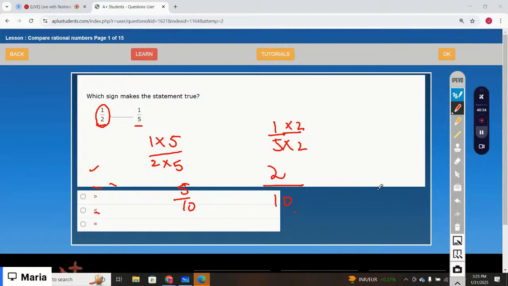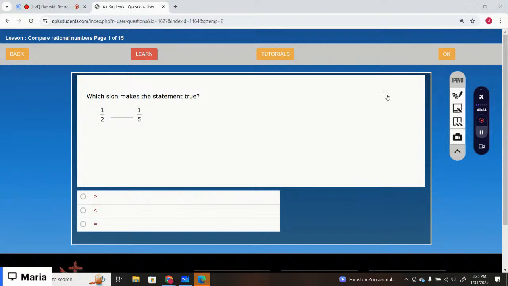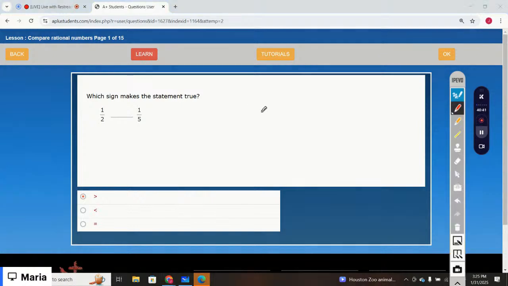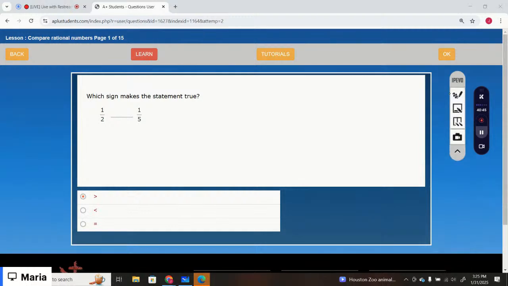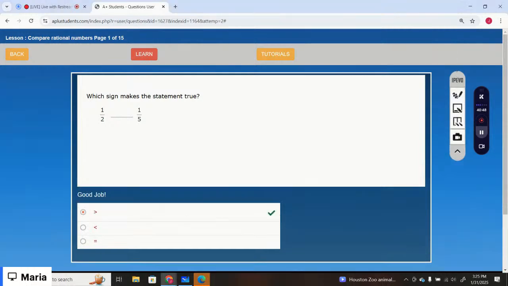Now they have the same denominators. You have to look at the numerators. So 5 is greater than 2. 5 by 10 is greater than 2 by 10. Option number 1 is the correct option. So option number 1, 1 by 2 is greater than 1 by 5. Option number 1 is the correct option.